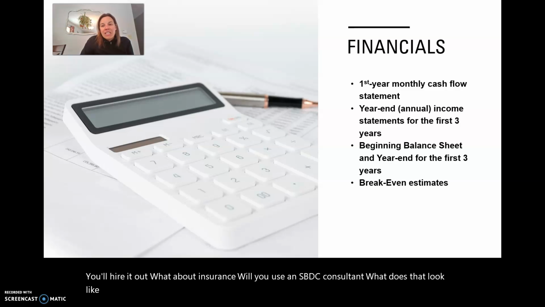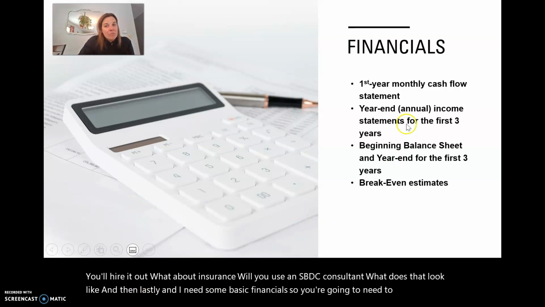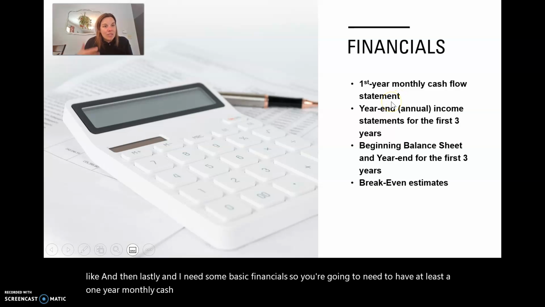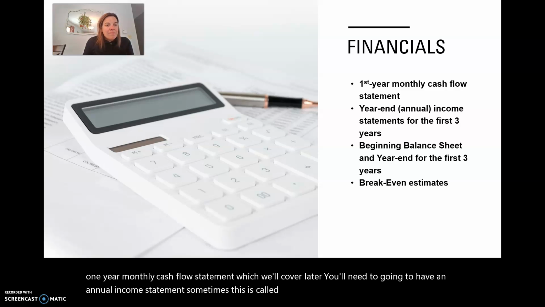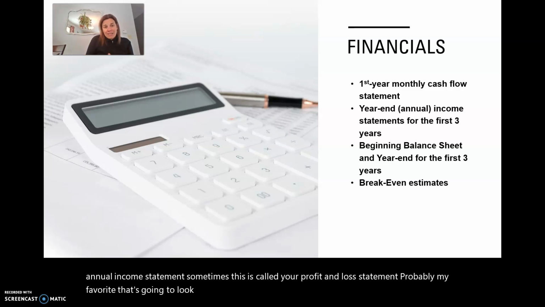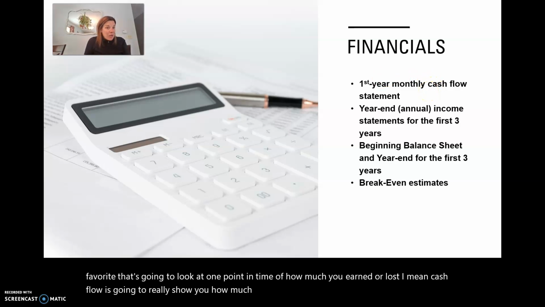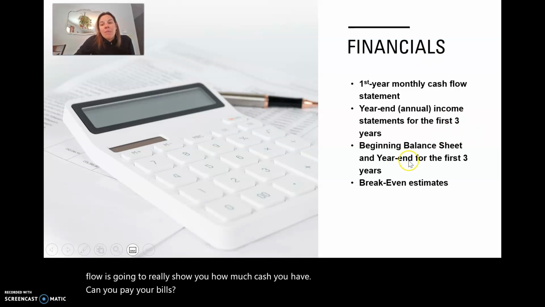And then lastly, you're going to need some basic financials. You're going to need to have at least a 1-year monthly cash flow statement, which we'll cover later. You're going to have an annual income statement, sometimes called your profit and loss statement, probably my favorite. That's going to look at one point in time of how much you earned or lost. Your cash flow is going to really show you how much cash you have in hand, so can you pay your bills? And then you'll need a balance sheet.